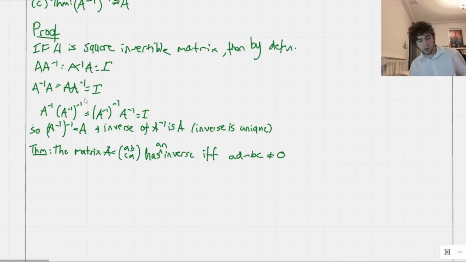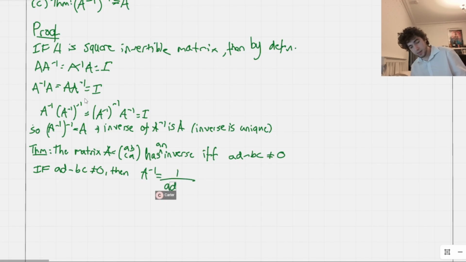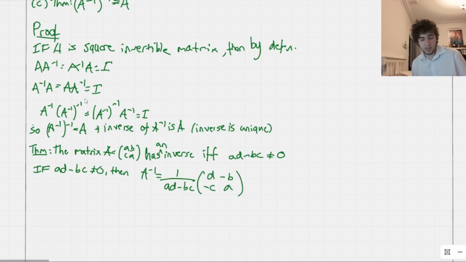We can prove a 2 in 1 here, because it's not really hard to do so, that if AD minus BC is not equal to 0, then our inverse is actually given by 1 divided by AD minus BC multiplied by the matrix D, minus B, minus C, A. So this is basically the theorem that we want to prove.